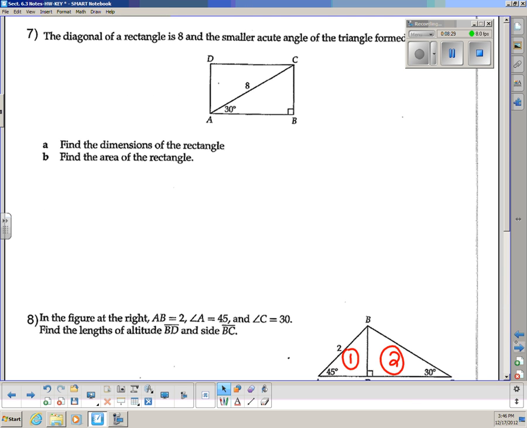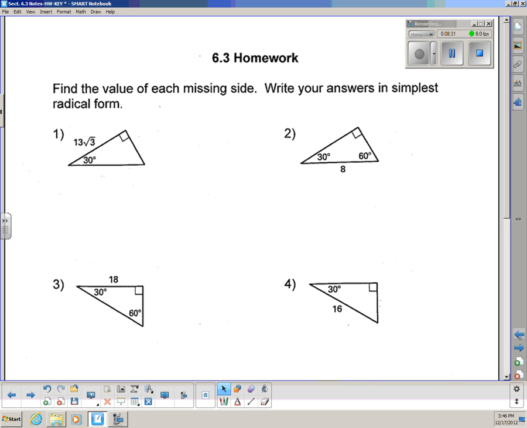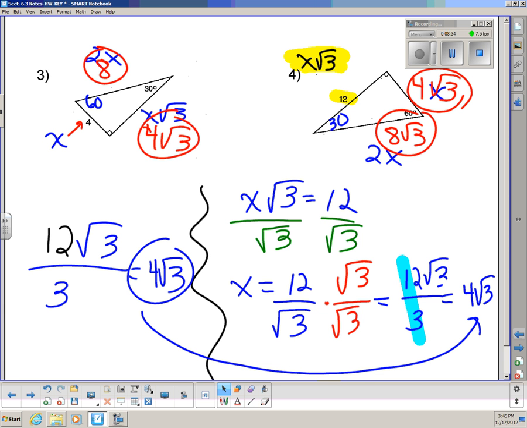So good luck on the homework, and then that's it. We are done. And we should be ready for our quiz this week on 6-1 Pythagorean theorem, 6-2 45, 45, 90 right triangles, and then 6-3, which is 30, 60, 90s.